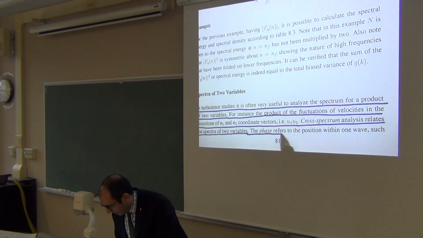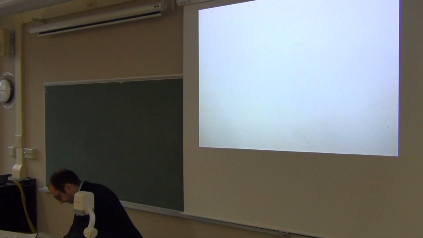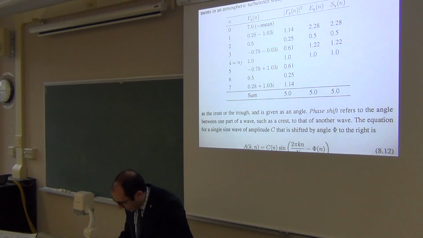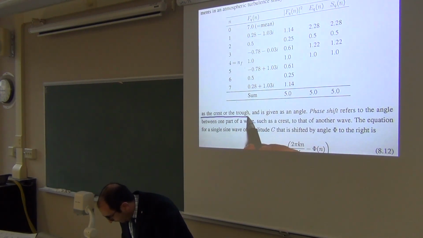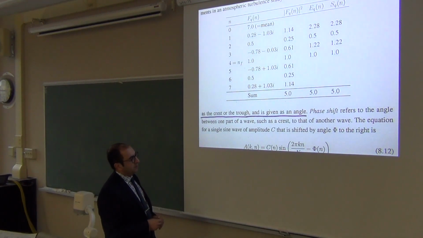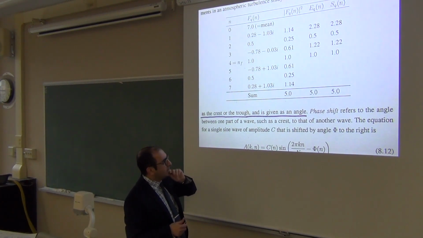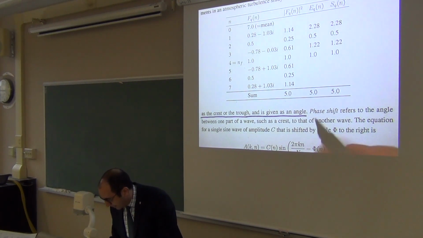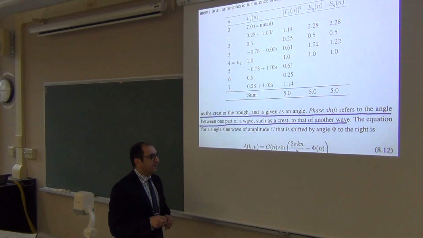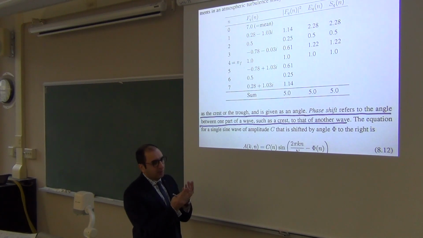The phase relates to the position within one wave, such as the crest or trough, and is given as an angle. Okay? Well, why phase? Well, because all the waves are described by sinusoidal fluctuations from the point of view of Fourier techniques. So we need to be comfortable with the idea of phase. A phase shift refers to the angle between one part of the wave, such as a crest, to that of another wave. The concept of phase shift comes up all the time when you look at two waves with respect to one another. And now we need to do it because we are talking about two components of fluctuations.